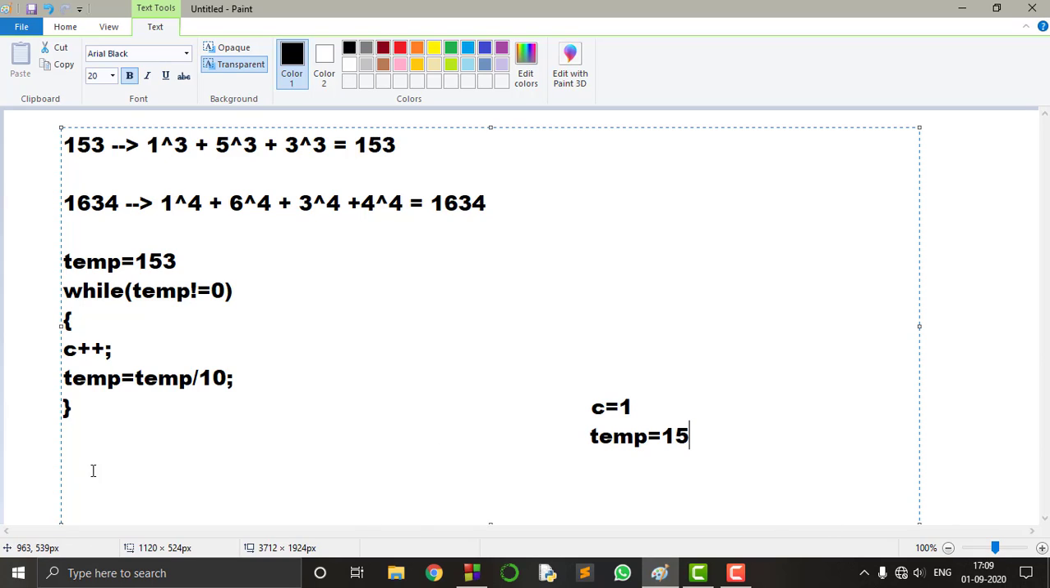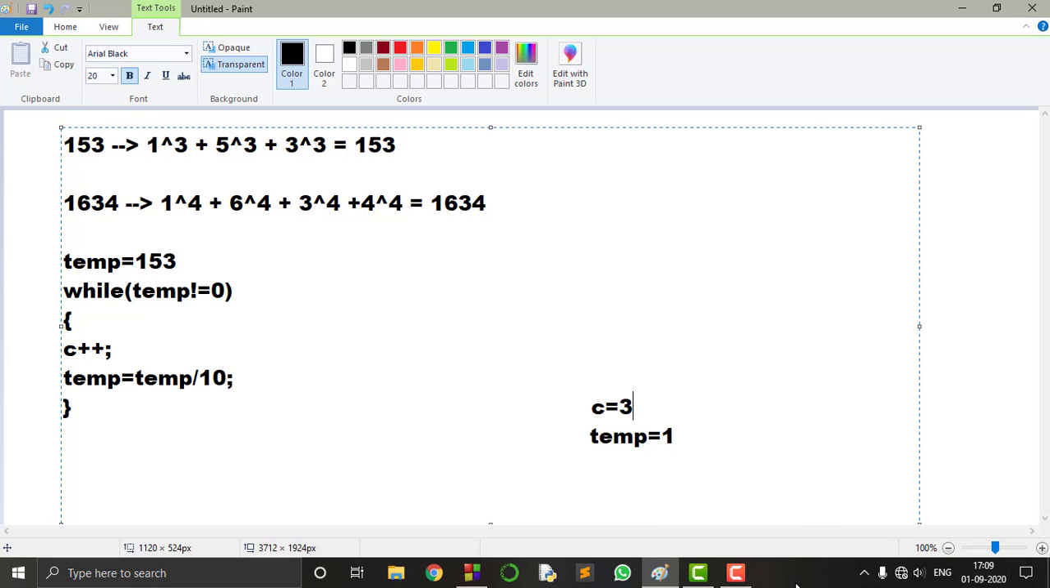Then again it goes: while temp not equals to 0, yes, 15 not equals to 0, then c increases one more time. Now c is 2 and temp is 1. Temp equals 15 divided by 10 equals 1. Now again temp not equals to 0, 1 not equals to 0, and c increases one time, c is 3. Then temp equals 1 divided by 10, and the loop will not execute after that.